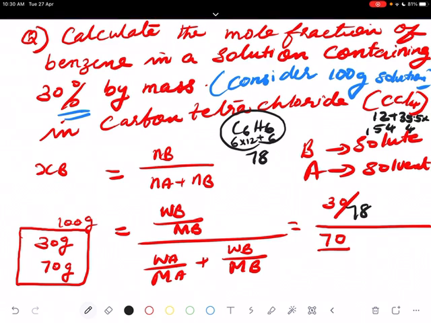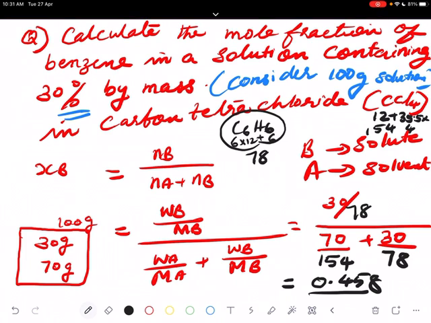So I am dividing this 70 by 154, then plus again 30 upon 78. After calculation you will be getting the mole fraction, which is always less than 1. The answer is 0.458. See, this value is less than 1. So this is the mole fraction of the solute.